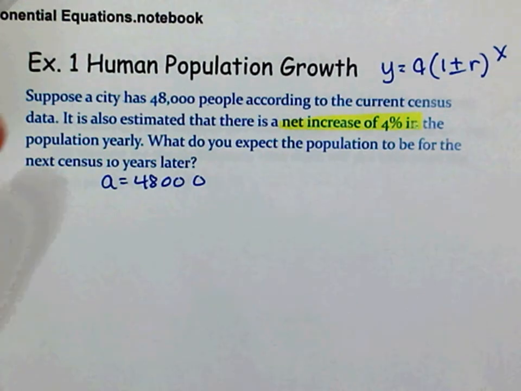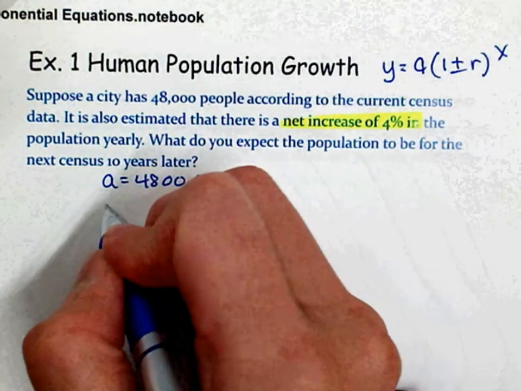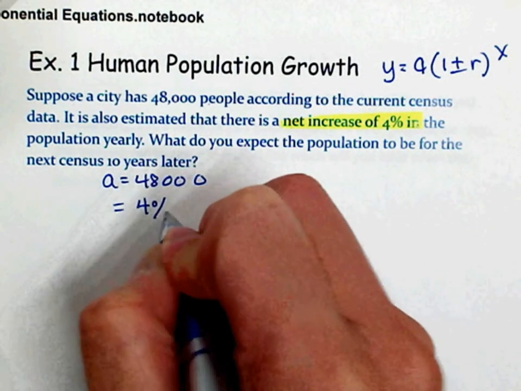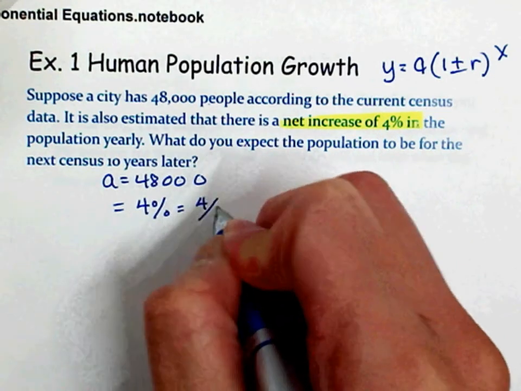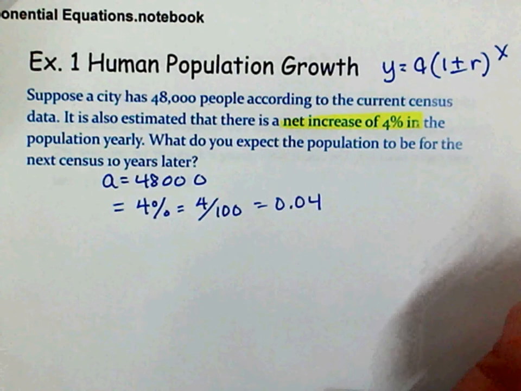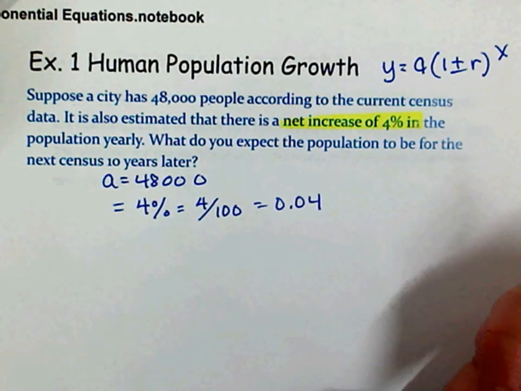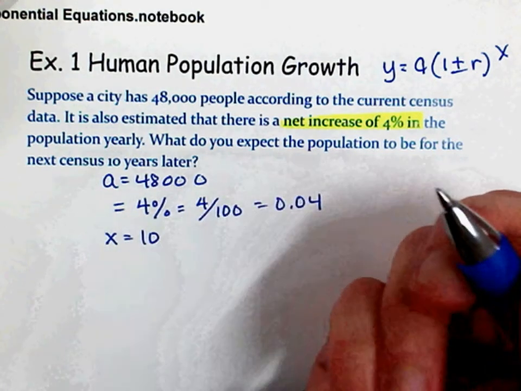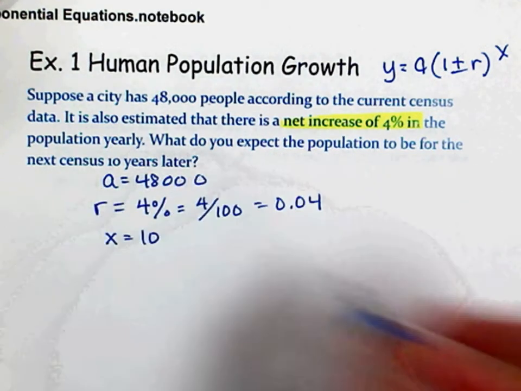There's an increase. So, an increase of 4%. 4% is the same as 4 over 100, which is 0.04. Okay? What do you expect the population to be in the next 10 years? So, our x is 10. All right. So, here's your r. So, we're going to plug this in.